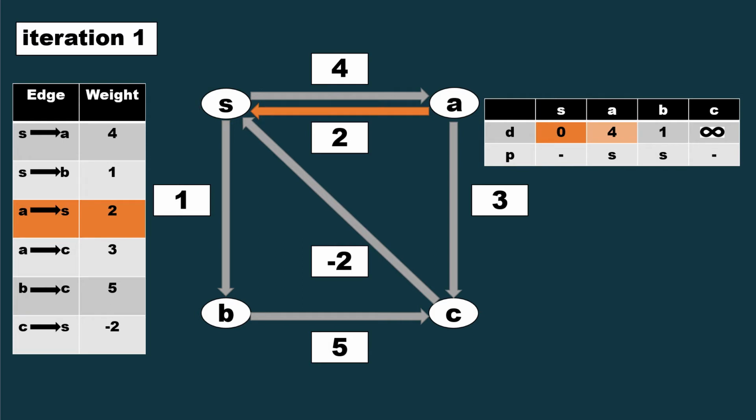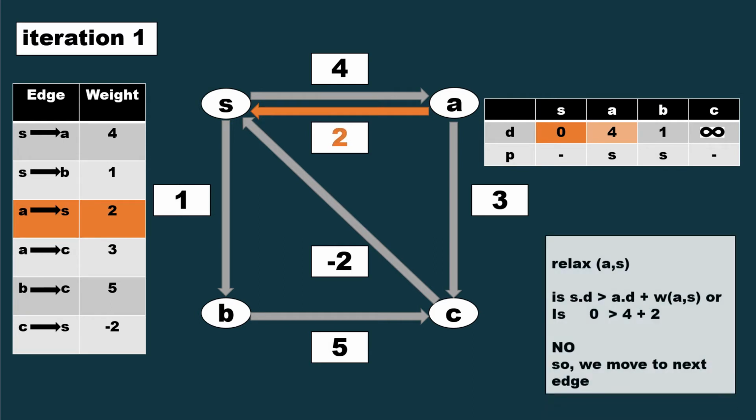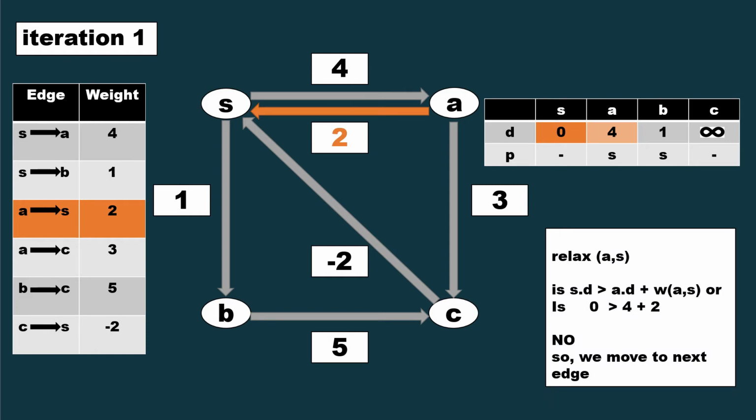Proceed to our third edge. Relax AS. Is 0 greater than 4 plus 2? No. 4 plus 2 is equal to 6. 6 is greater than 0, so we will not update. Then move to our next edge.